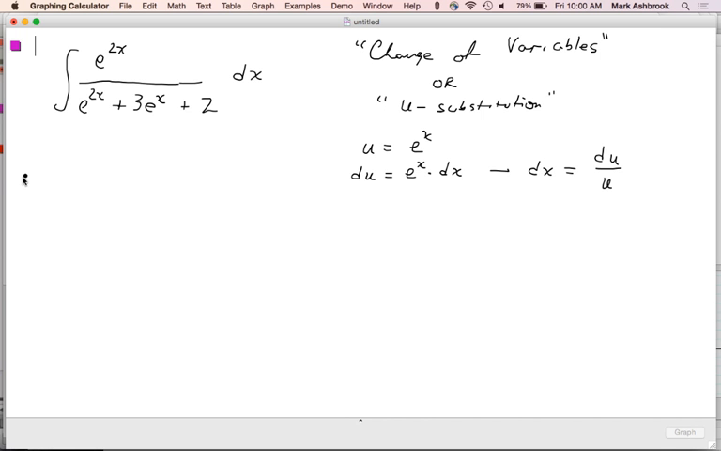So now we're ready to change the variable on this thing. It's going to be u squared on the top, and that's u squared plus 3u plus 2. And then what's dx? It's not just du. It's du over u.